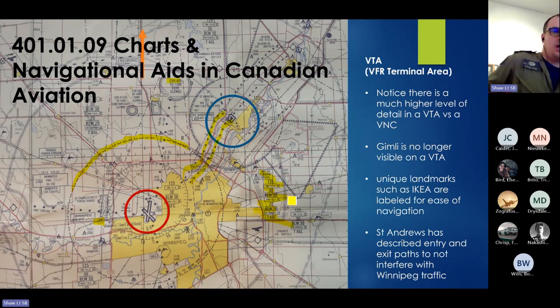So again, this is really helpful when we're flying in. For those of you who aren't from Winnipeg and don't have one of these, after you go on power and you're trying to visit your buddy in St. Andrews, you should probably buy a Winnipeg VTA before you go. So it's got some helpful information.